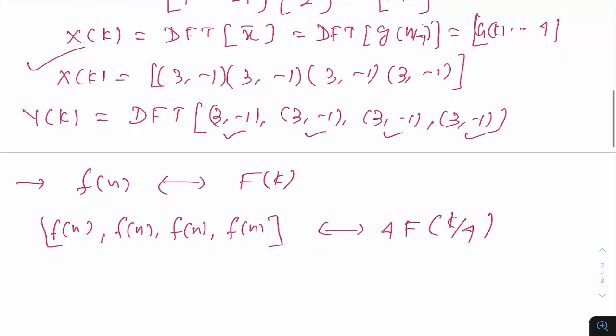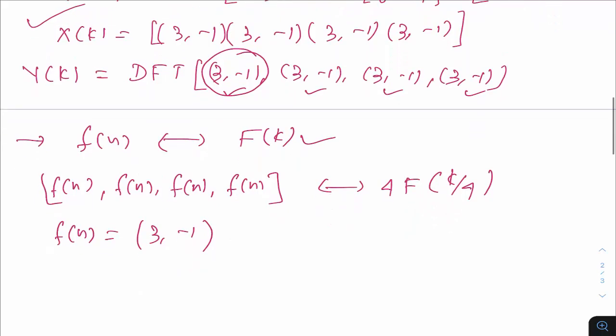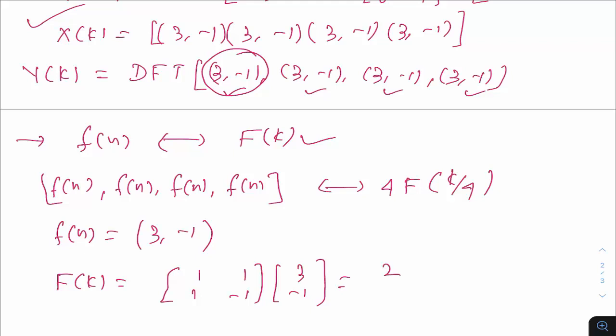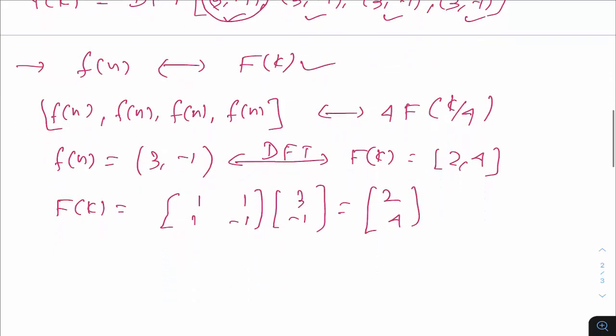If I compare this way, what is your f of n? F of n is this one sequence, that is 3, minus 1. And what is f of k? F of k is nothing but the DFT of this. To get the DFT of f of n, we again go by that 2 cross 2 matrix multiplication. This is multiplied by 3, minus 1. If you multiply this, you get 3 plus minus 1, which is 2, and 3 plus 1, which is 4. So if fn is 3 comma minus 1, then its corresponding DFT f of k is 2 comma 4.